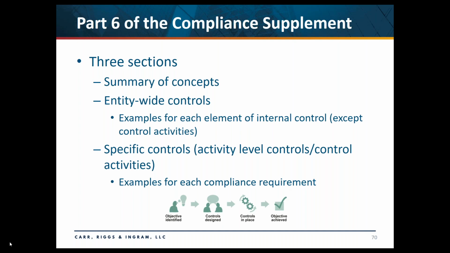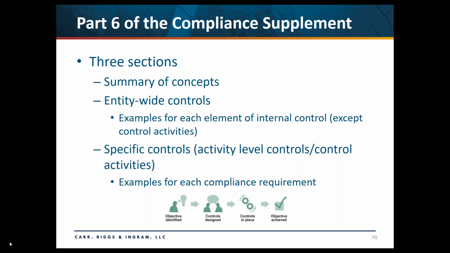Cool. So Part 6 of the compliance supplement, which is updated every year and available at whitehouse.gov or through a simple search engine search, has 3 sections. This is really an invaluable part of the compliance supplement at the client or auditee level because it gives you an overview of internal controls and practical examples that can be adopted by any size entity. It is broken up into 3 overall sections. The first is a summary of concepts that goes into detail over what internal controls are, what they're trying to do, and why they're required.